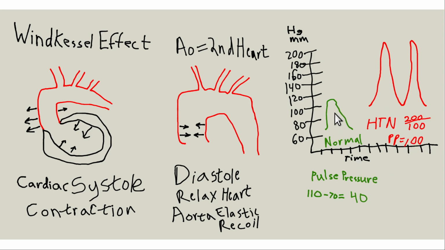Normally, let's say you got something like 110 over 70. That would be a pretty good pressure. 110, the systolic number, minus the diastolic, 70, would be about 40. That's called the pulse pressure, the difference between the systolic and the diastolic.